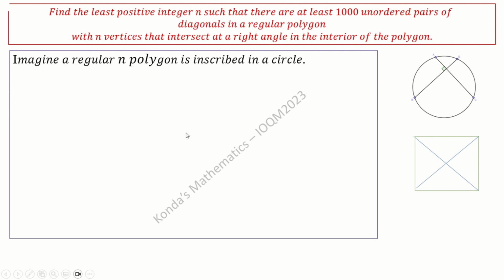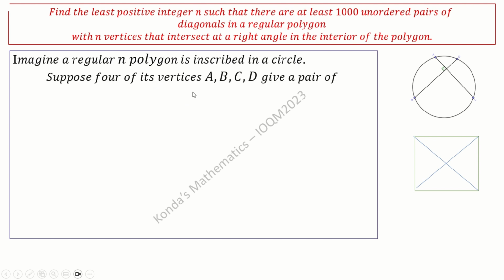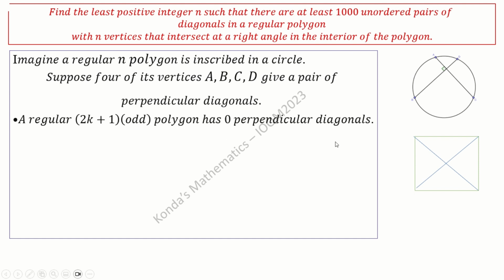Okay. So to understand this problem, imagine a regular n polygon inscribed in a circle. Suppose four of its vertices A, B, C, D give a pair of perpendicular diagonals like this. Let's take a square. In a square, you have two diagonals which meet at 90 degrees. So that means you got one 90 degrees intersection. You need to find 1000 such intersections. Then what is the value of n? How many sides of the polygon?